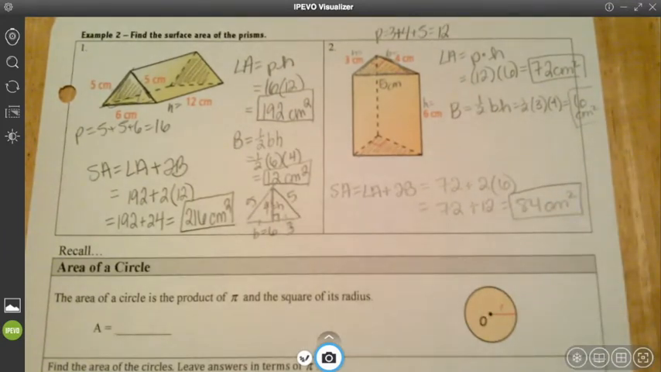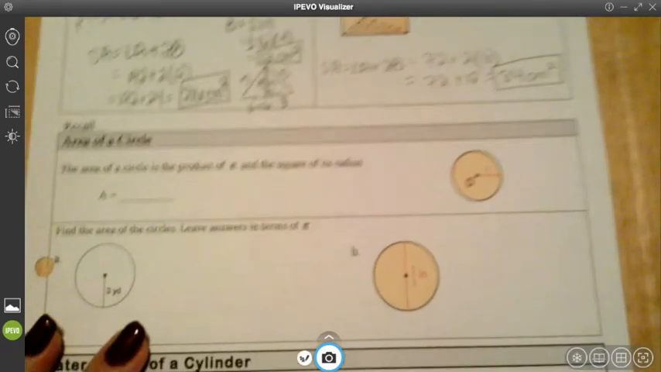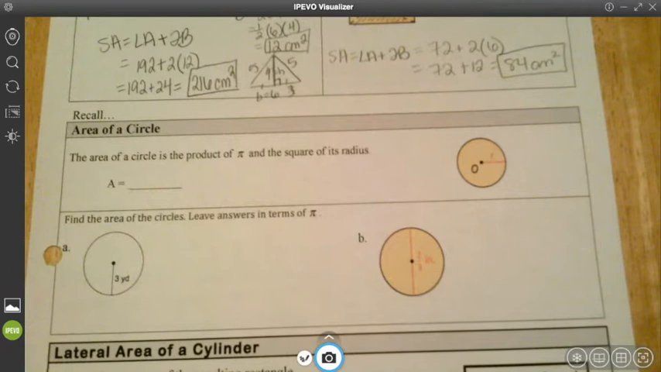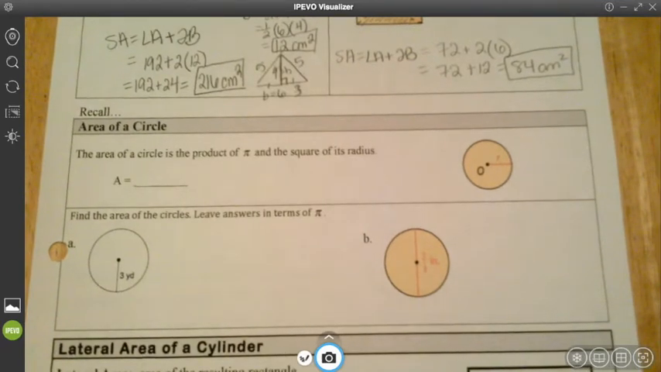Okay. Now, what if our base is not a triangle or a rectangle? Then we have to think about what if it's a circle. It could be any polygon. We know all of the areas from our last chapter for areas of a polygon, and we can use those for any prisms with a regular polygon as its base. So we'll look at the special case of the circle.